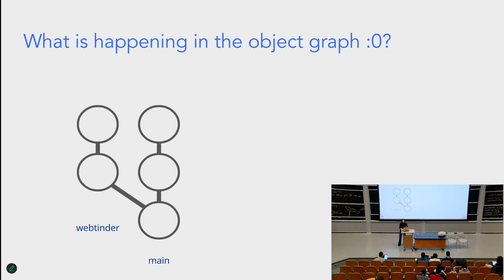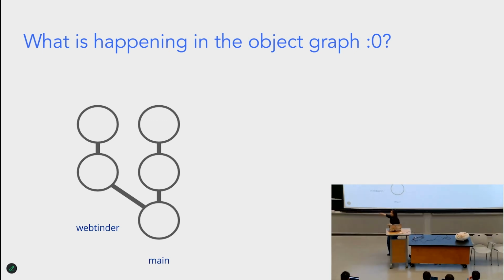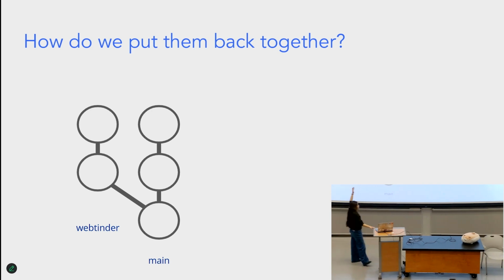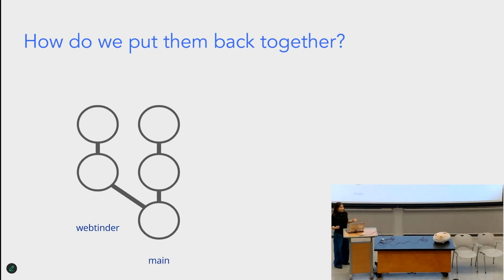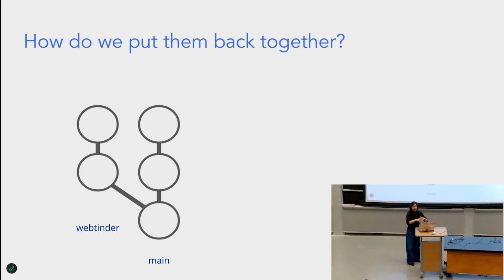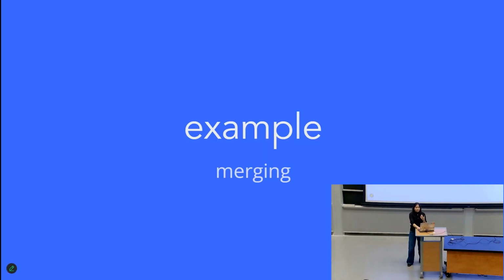So, what is happening in the object graph when we create a branch? Whichever commit we were on when we created our branch, that's the one we're branching off from. So I can create new commits in the WebLab Tinder branch, or I can switch back to the main branch and create new commits there. And then let's say that Tony was working on the WebLab Tinder branch, making his commits, and someone else was working on the main branch, fixing some bugs. Now we want to put these commits back together and merge WebLab Tinder, bringing all of those changes into main. How do we do that? That's something called merging.